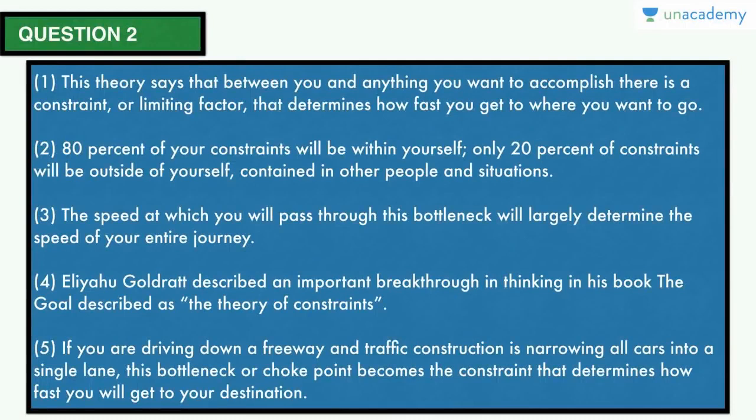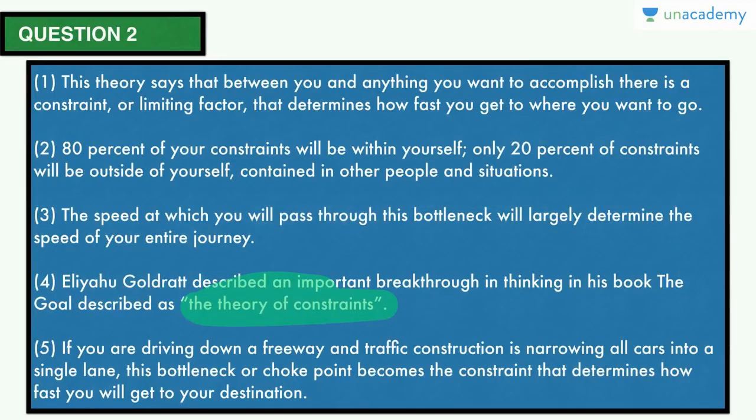Let's move on. Which theory says that between you and anything you want to accomplish, there is a constraint or a limiting factor that determines how fast you get to where you want to go? 80% of your constraints will be within yourself, and 20% of the constraints will be outside yourself, in other people and situations. The speed at which you will pass through this bottleneck will largely determine. Okay, I see Eliyahu Goldratt. Okay, theory of constraints.